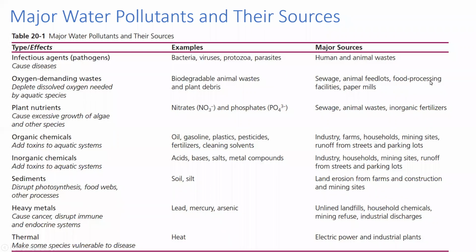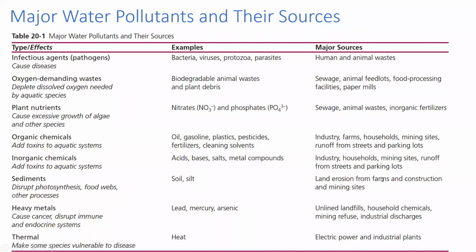Oxygen demanding waste comes from sewage, animal feedlots, food processing facilities, and paper mills. Plant nutrients come from sewage, animal waste, and inorganic fertilizers. Organic and inorganic chemicals come from industry and households, mining site runoff, and so on and so forth.